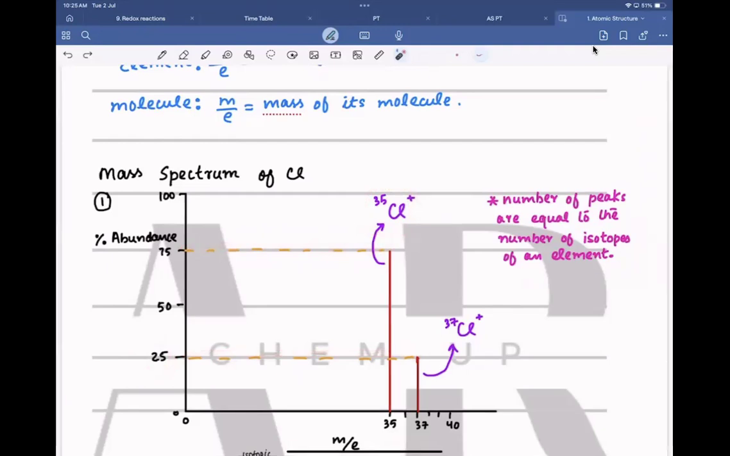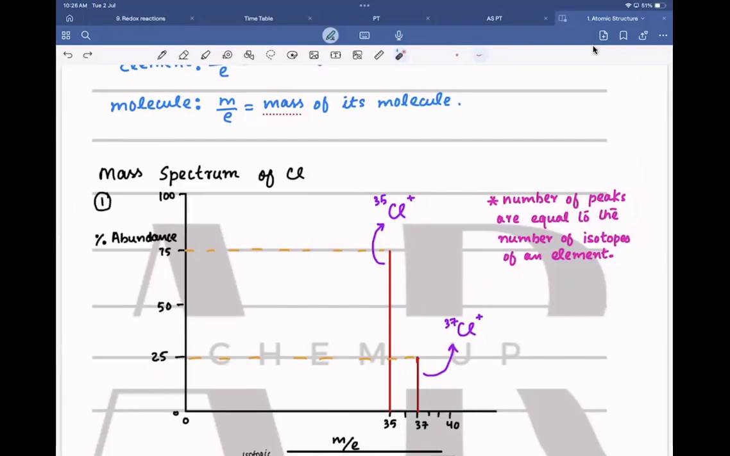So it's very easy. If we have analyzed a sample of an element only, then the number of peaks is equal to the number of isotopes of that element, if that's a pure sample. So for example, if we analyze another element and we are getting, let's suppose, 5 peaks, it means that element has 5 isotopes. And if we analyze another element and we get only 1 peak, it means it has only 1 isotope. Is this clear? Yes, sir.